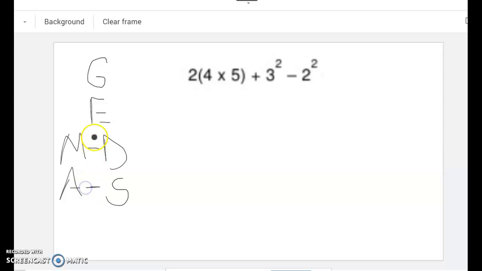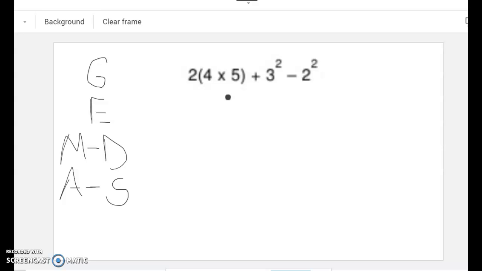The E stands for exponents. Multiplication and division is from left to right, so whichever one I see first on the left is what I will do first. And addition and subtraction is from left to right. So with that being said, I want to take a look at what I need to do in this particular order. Now, the last time we were on, we talked about bubble order.